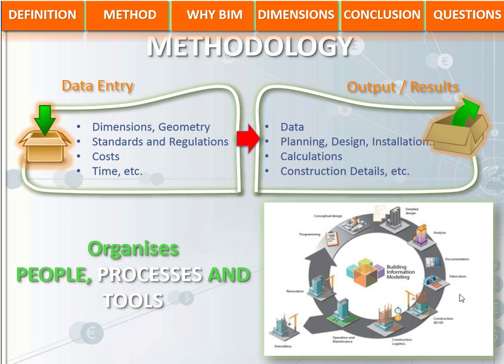Here at the bottom we see a graph that is the representation of a project life cycle. We see that all the elements are working together and sharing information, and that's why we have BIM in the middle. They are not separate entities. So in a constant way, information is shared, because BIM actually organizes all the people, processes, and tools.